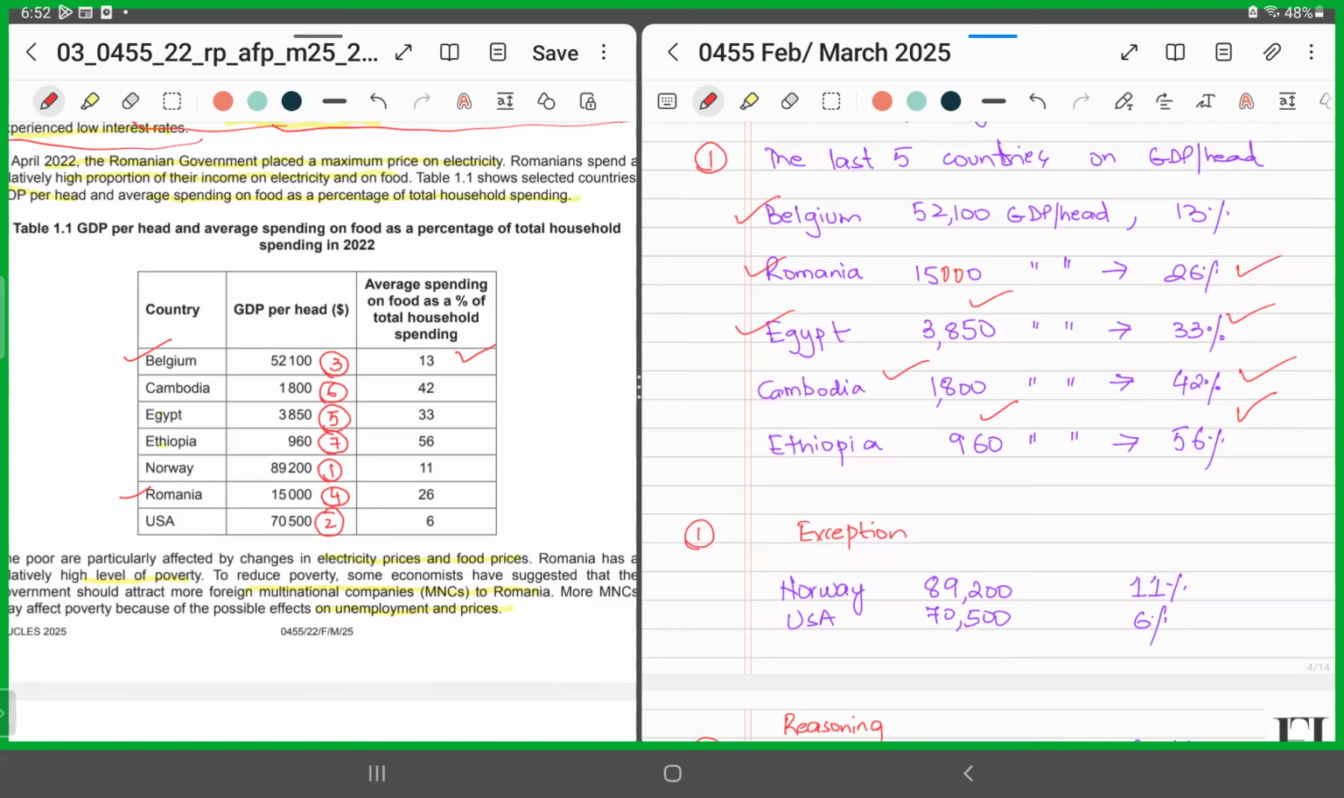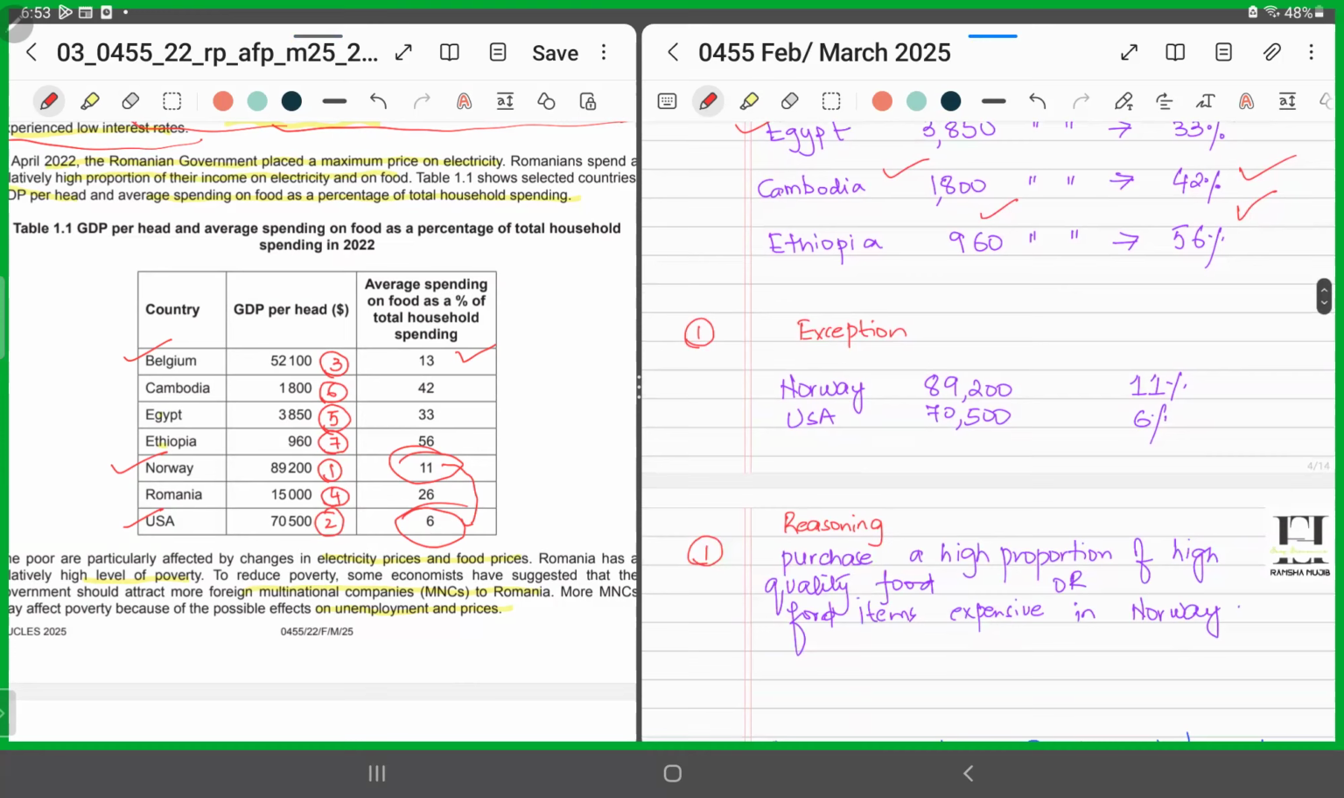And what's the exception? Which country was earning the highest? It was Norway, 89,200. But look at the spending. It's 11%. And it's followed by what? USA. And what was the USA spending? 6%. So now, if Norway was the country that was earning the highest GDP per head of 89,200, its average spending should have been lesser than USA. But it's spending more. Norway should have been spending less, but Norway is spending 11 and USA is spending 6. So this is the exception.